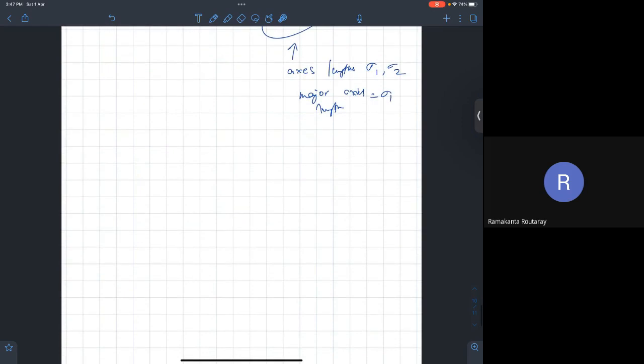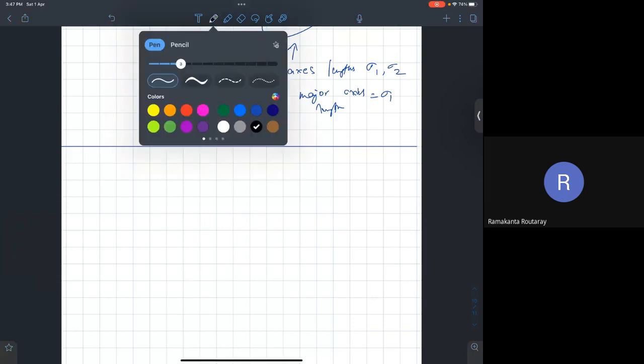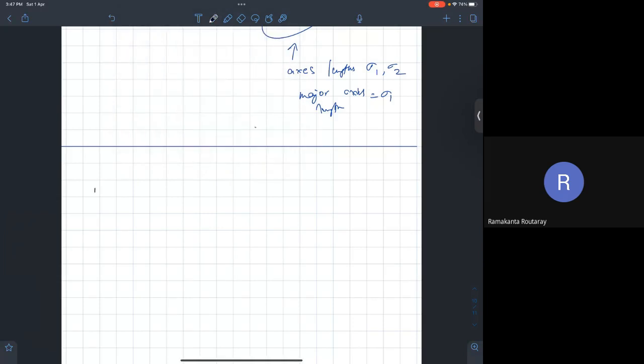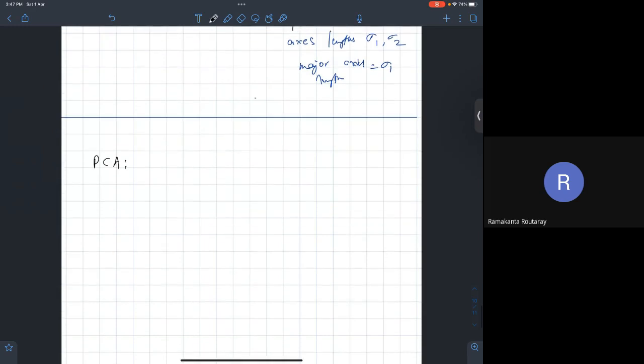Anyway, for PCA, I can do some simple interpretations. If people have the patience, I'll just tell you. I'll just ask some simple questions about PCA. Let's take the 2D plane itself.